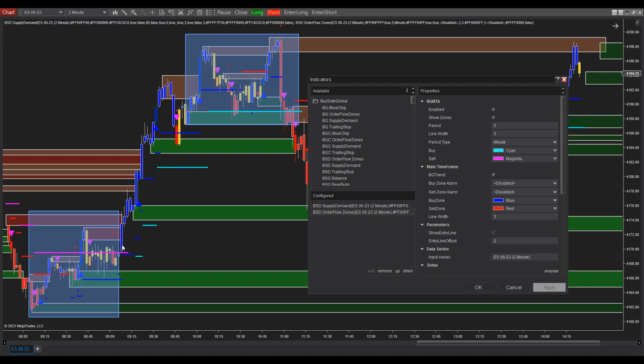Now look at here. It masks everything, the red and green candles. It just gives you where the momentum is.